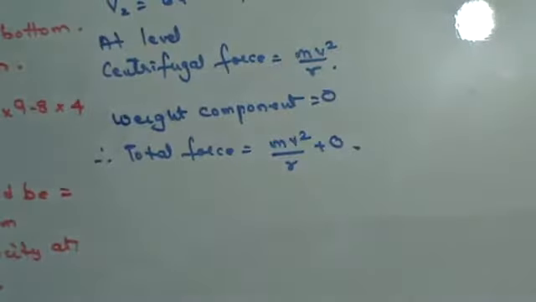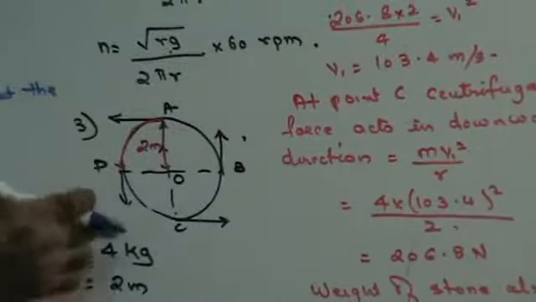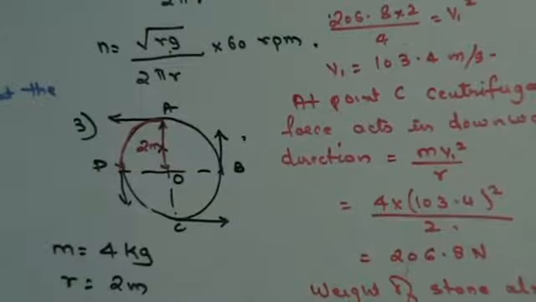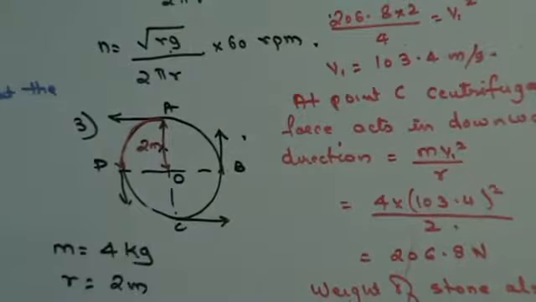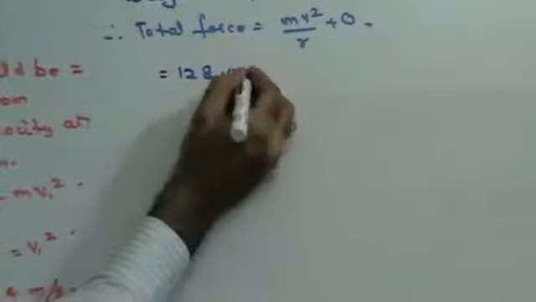Why is it 0? Because see, the weight component is only in the vertical direction. Here, because of the tension of the string, it's in motion. So there is going to be no weight component. This is going to be due to the kinetic energy that it is going to move. It's only in the upward and downward direction that you would have the weight component acting. Right? So you should get this answer as 128.4 newtons.